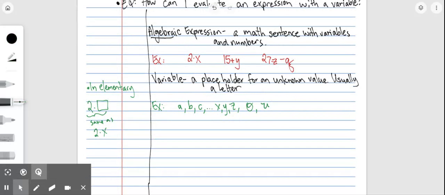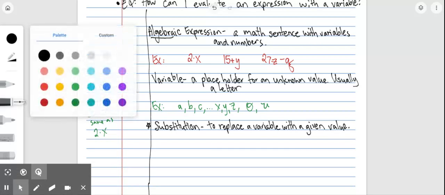Okay, and then last but not least, what is substitution? So substitution is basically replacing a variable with a value. And you will either be given a value or you'll be asked to find the value. But for substitution, we will be given a value and we'll be replacing a variable with it.